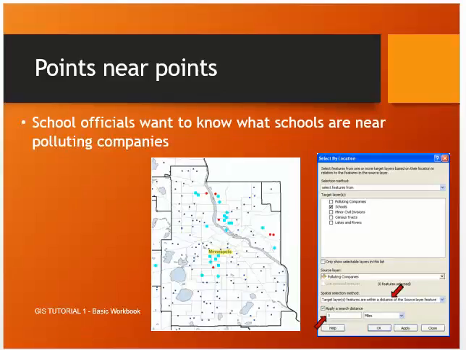Okay, so here we have the same data layers. Now the school officials want to know what schools are near these companies. So once we've made that selection from the previous slide, now we introduce the schools. So we do select by location again. We're going to select schools that are in proximity to the polluting companies. Again, we're going to set the buffer of 1 mile. So same basic concept, just using that buffer around a point rather than around a line.